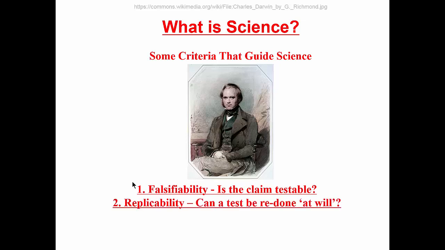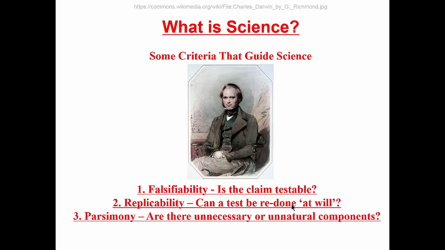Here's a second criterion that we could use if we're guided by science, and this is the criterion of replicability. Can a test be redone at will? It's very important that psychologists and other scientists can take an observation or an experiment and redo that experiment and get at least approximately the same kinds of outcomes. And to the extent that we can replicate earlier findings or earlier observations, we tend to have confidence in the claim that's being made about a given phenomenon.